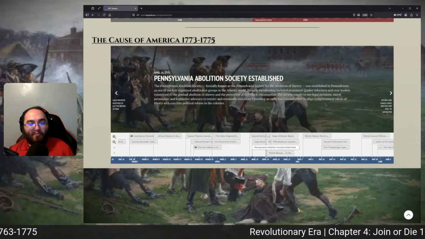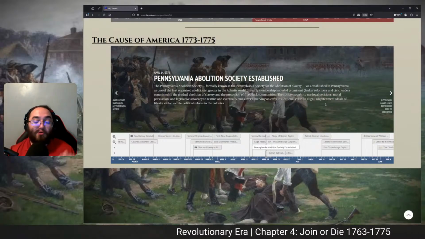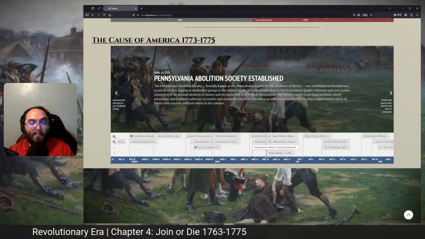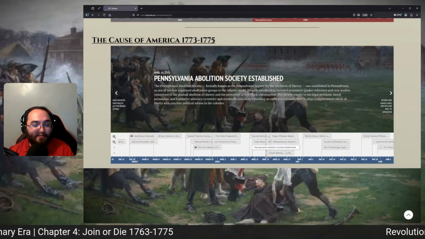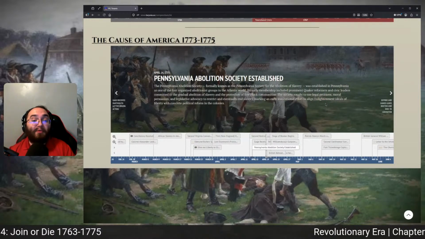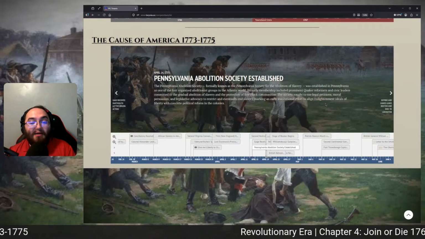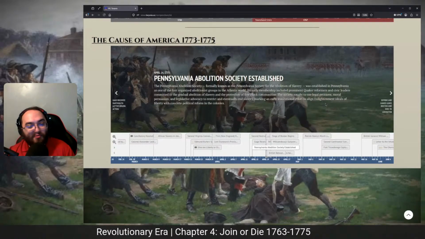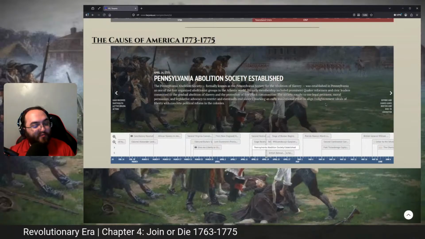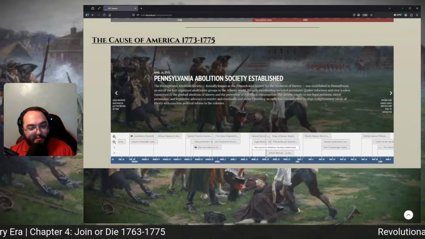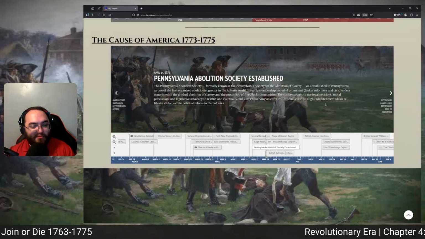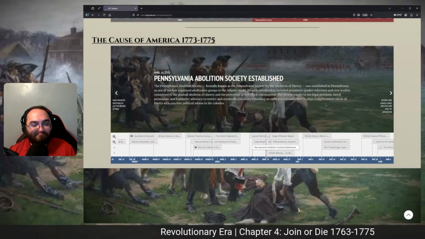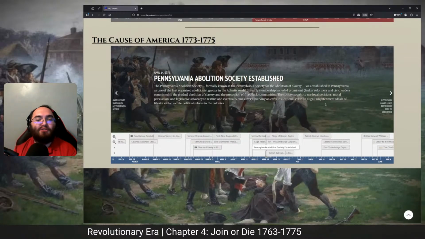You have other people. You had Virginia, which was trying to restrict the slave trade, and was forced by the king and Parliament to open up the slave trade. And so I just don't see that much evidence for the argument that America was founded to preserve slavery. The evidence just doesn't show that.